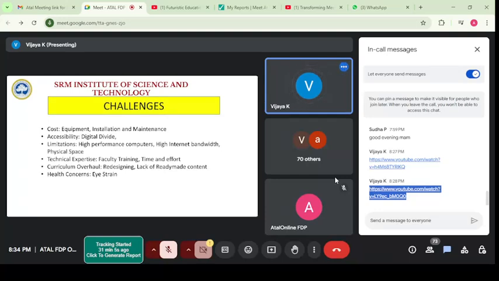As I said, it is essential for us to have a high performing computer if we are using the holography concept to deliver the content. And high bandwidth of internet is required. And also, the physical space required for handling the classes using a holographic concept would be higher when compared to the normal classes. So currently, these are some of the limitations.